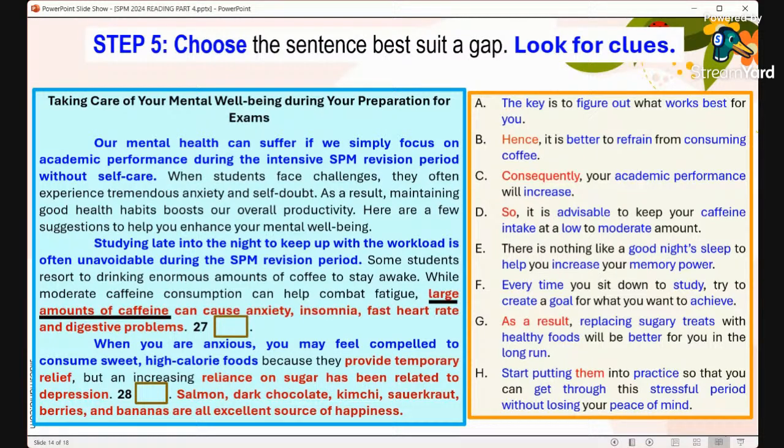So once you see it's large amounts of caffeine that can give us these negative problems, causing anxiety, insomnia, our heartbeat goes faster, and we also will have digestive problems. What answers in A, B, C, D, E, F, G, H are the clues that would give us about caffeine? Anything about caffeine or coffee that we have in the answers, A to H.